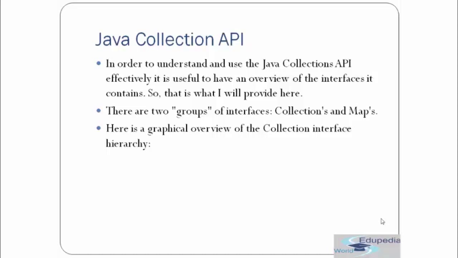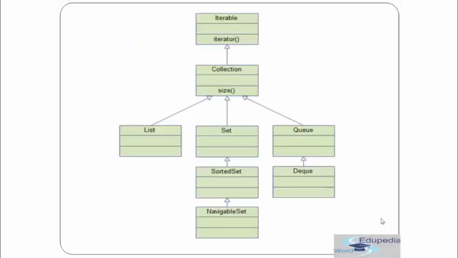Here are two groups of interfaces. One is collection and the other is maps. So let's see a graphical overview of the collection interface hierarchy. You can see firstly we have an iterable interface. The important method in the iterable interface is iterator.